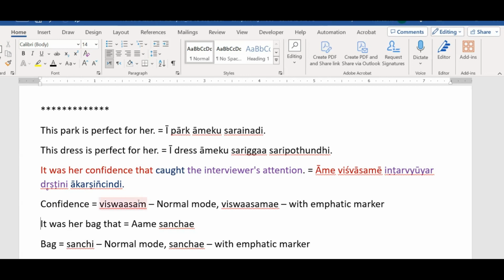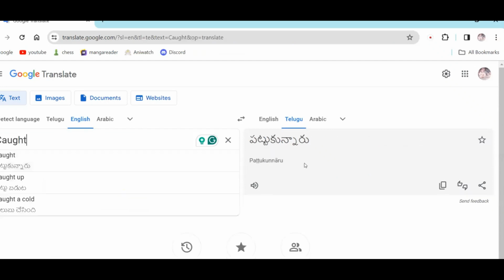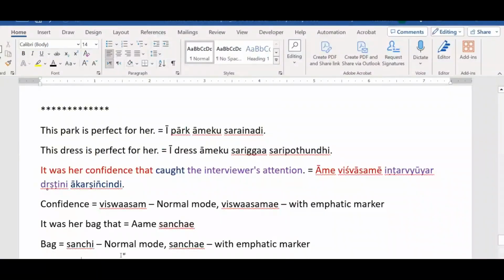Now, let's move to the next structure, Andy. Caught, okay, I want to explain the modified meanings like this. Caught means, it has a different meaning actually. Okay, so let's see from Google. Cart means pattu badu. If I write this one separately, what we will get? Pattukunnaru.